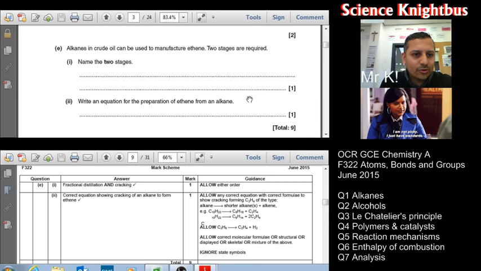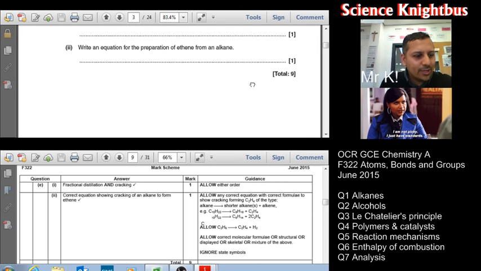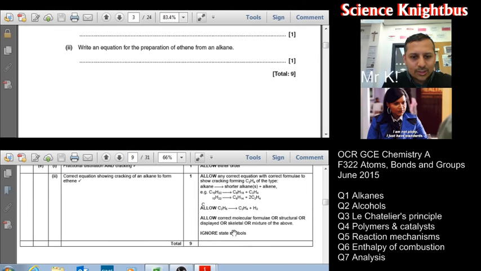All right. Equation for the preparation of ethene from an alkane. Again, the majority of candidates should be going into that exam knowing this one. It is something that is answered very well. Show the formation of ethene from an alkane. Let's just have a look at it. Correct equation. Make sure it's done.